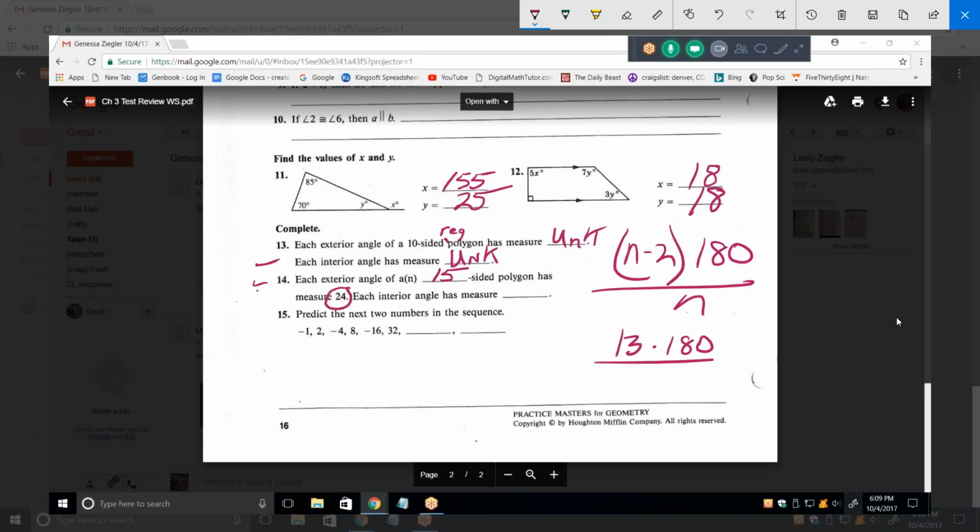over 15. Remember, those two numbers are never the same, because one is n minus 2 and the other is n. N minus 2 just gives you the sum of the interior angles. But if you want the measure of each interior angle, you have to divide it by the number of angles there are. And that's n. That's not n minus 2. So equals 156. Okay.